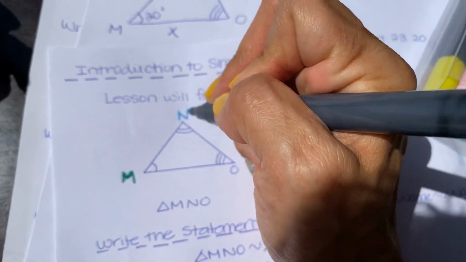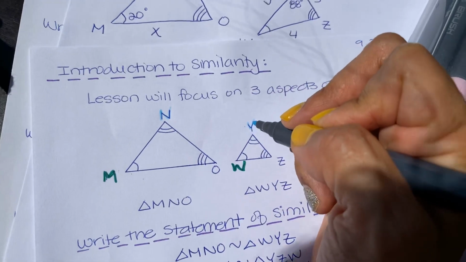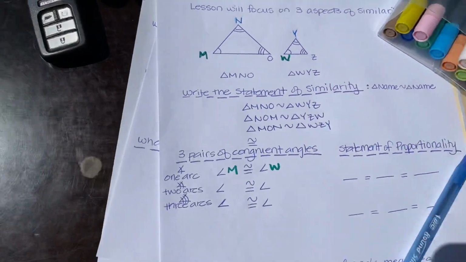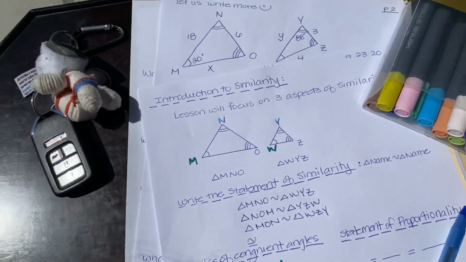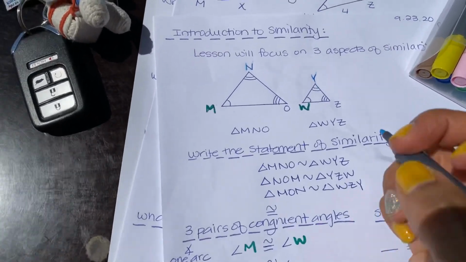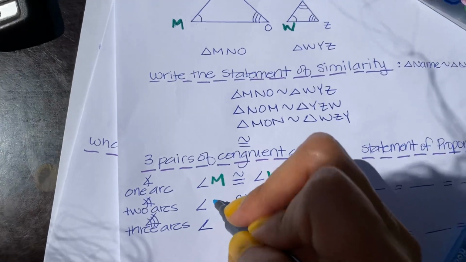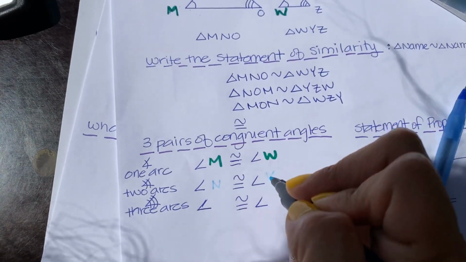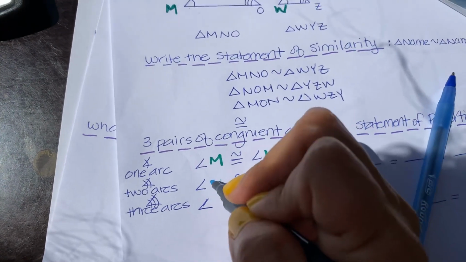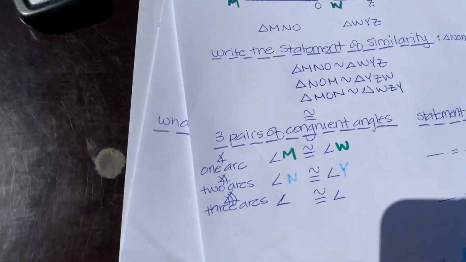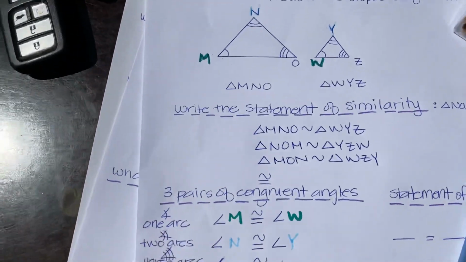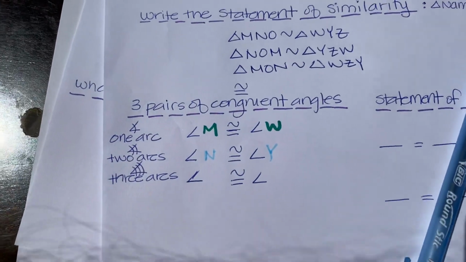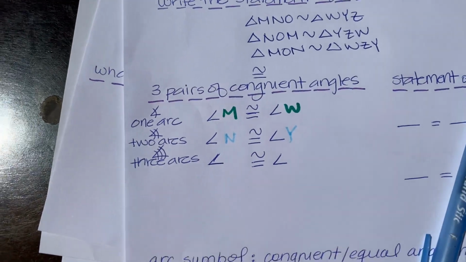N, I think I'm in a cement groove. The table's wobbling. Okay, so then two arcs, N goes with Y. It correlates to Y. I'm trying to move this. I'm trying to see why. I wouldn't see why the cement would be uneven. Yeah, it's still wobbling.